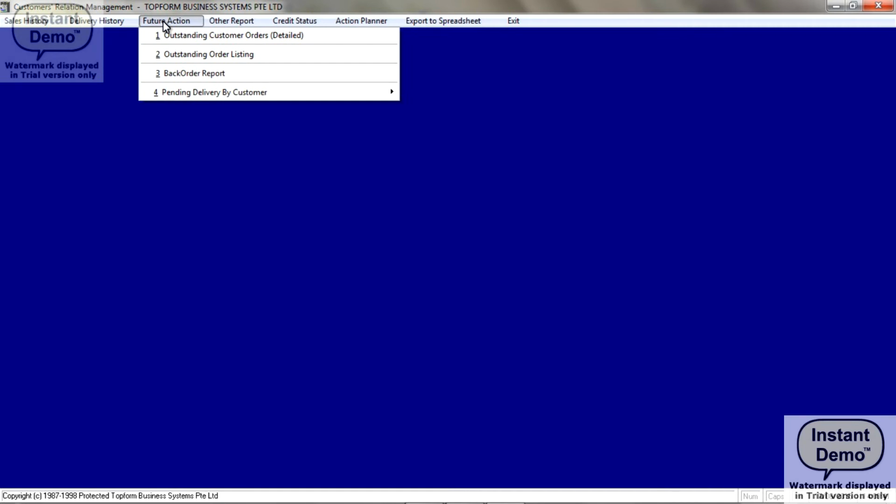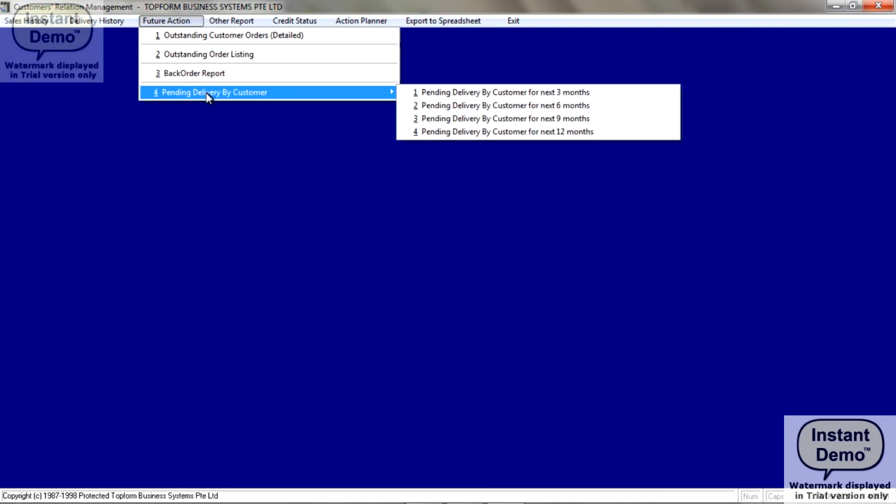We also have a future action report. To take future action, you have to have information like the outstanding customer order listing found in the system, and you can input this as an outstanding matter that requires future action. You can have an outstanding order listing, back order report, and pending deliveries by customer over the next 3, 6, 9, or 12 months.